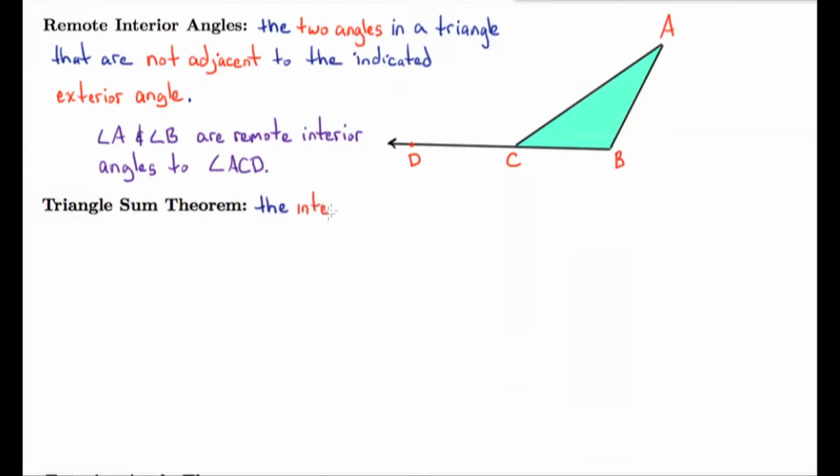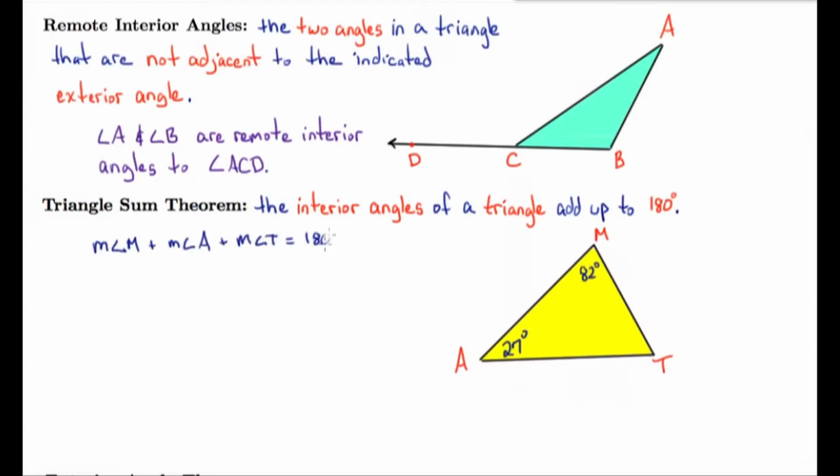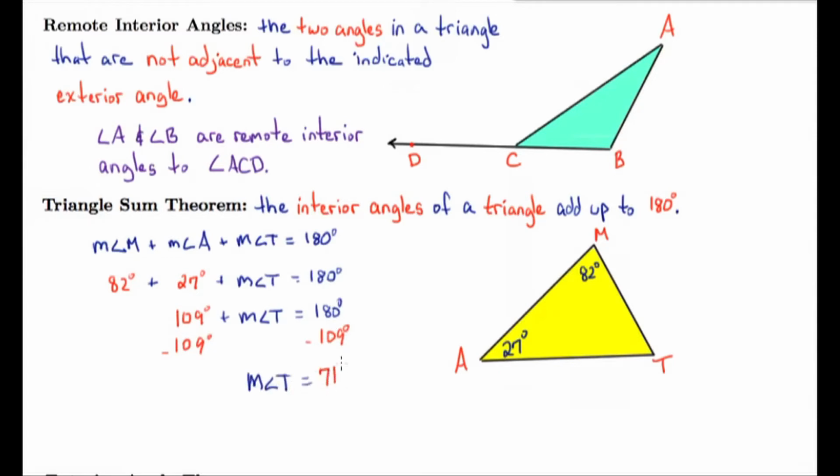Triangle sum theorem: the interior angles of a triangle add up to 180 degrees. So if I have a triangle AMT and A is 27 and M is 82, I can solve for angle T by adding M and A together and subtracting it from both sides. And I get 71 degrees for angle T.